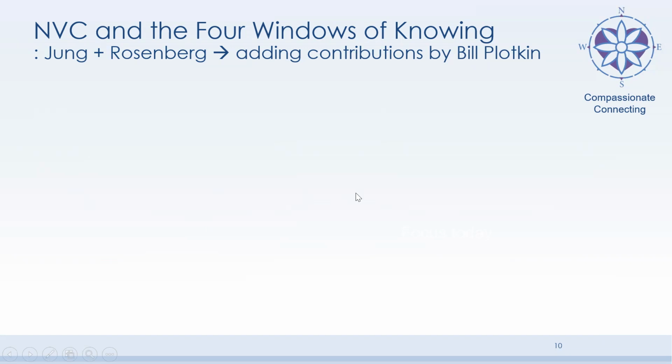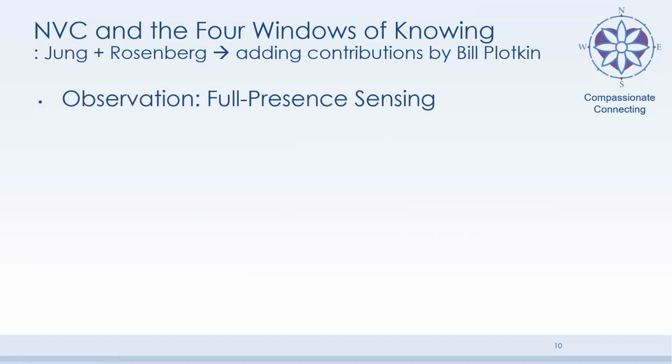This active area of research that I mentioned before is showing up in mapping these four windows of knowing with the nonviolent communication components. I actually have papers that I've written that show that connection between Jung's work and Marshall Rosenberg's work. So the observation is our first component of nonviolent communication, and the corresponding window of knowing, adding Bill Plotkin's contribution, is full present sensing. So expanding from observation to include all of our senses. And there's also an element of being present to the now, to the current moment, that's really important.